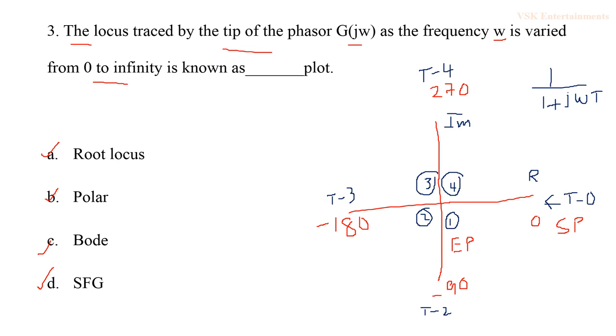This is the real axis and this is the imaginary axis, and we are going to consider the angles 0 degrees, minus 90, minus 180 and minus 270. And we are going to indicate the type of the system as well as order of the system. Here type of the system indicates the starting point of polar plot, and order of the system indicates the ending point of the polar plot. For example, consider transfer function 1 by 1 plus j omega T. In this, type is 0 and order is 1.